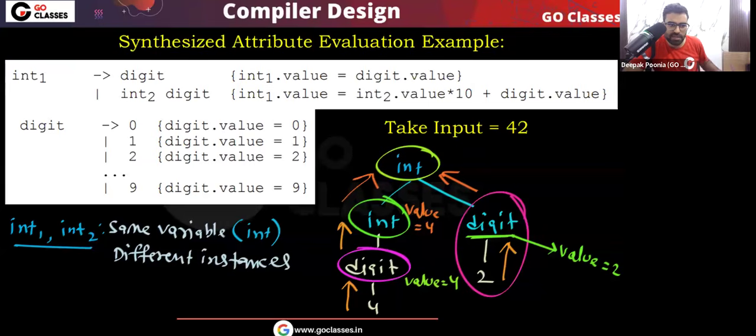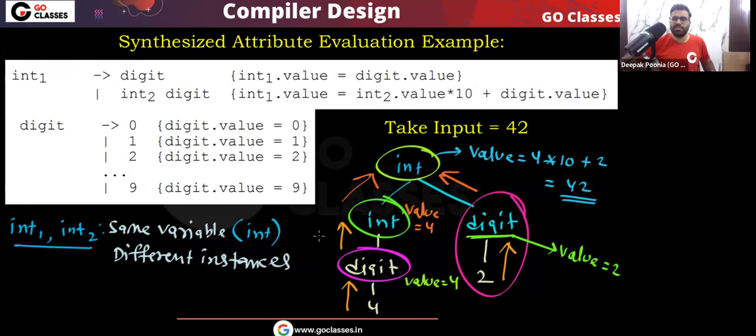So here you can see that for this node, what will be the value? That will become 4 into 10 plus 2. Okay, 4 into 10 plus 2. Ultimately, what we got? We got 42. Okay, is this clear? I hope you understood this.